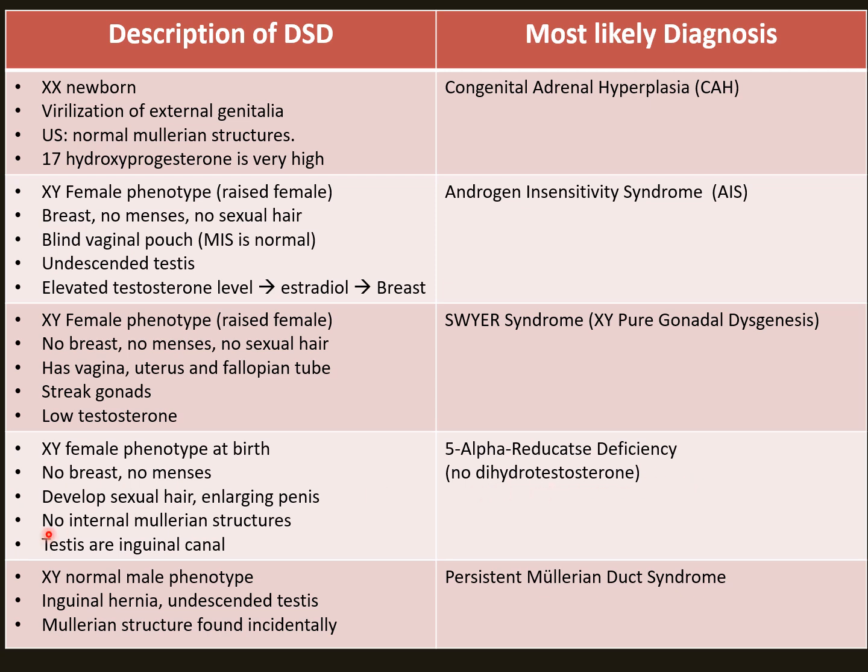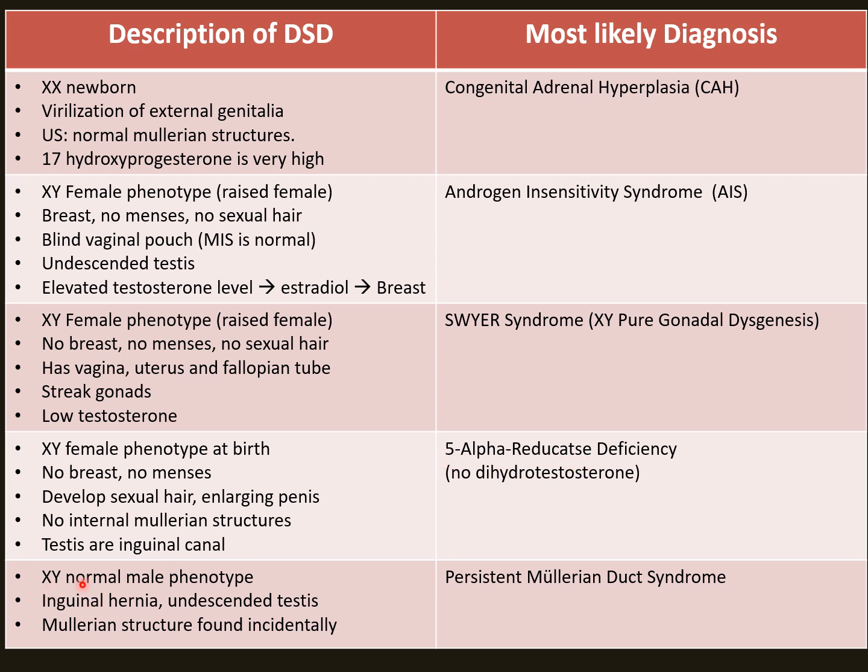They do not have any Mullerian structure, no uterus, no fallopian tubes. Testes are in the inguinal canal. So during adolescence they look like very much boys, and at birth they have ambiguous genitalia.